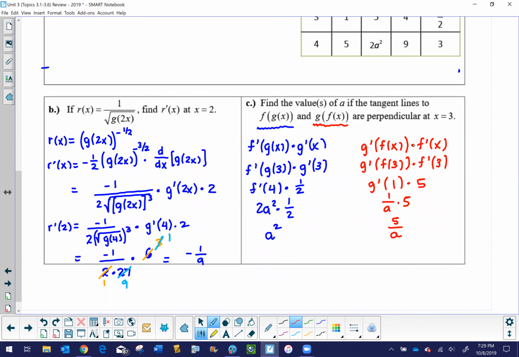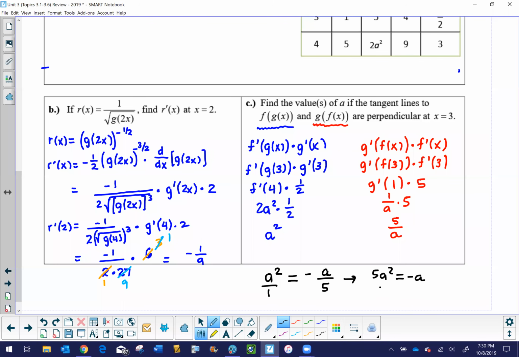There are two different ways that you can do this. If you want, you can take one of the slopes, like a squared, and set it equal to, well, not the 5 over a, because that would be slopes that are parallel. But if you take the opposite reciprocal of the 5 over a, then you arrive at what's called a proportion that you can just cross multiply, and get 5a squared equals minus a, right?